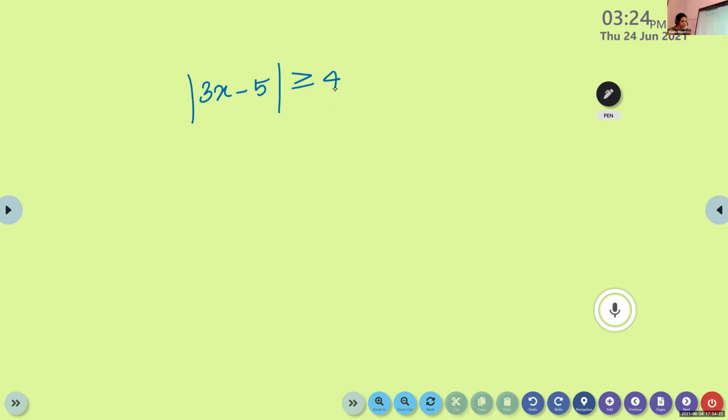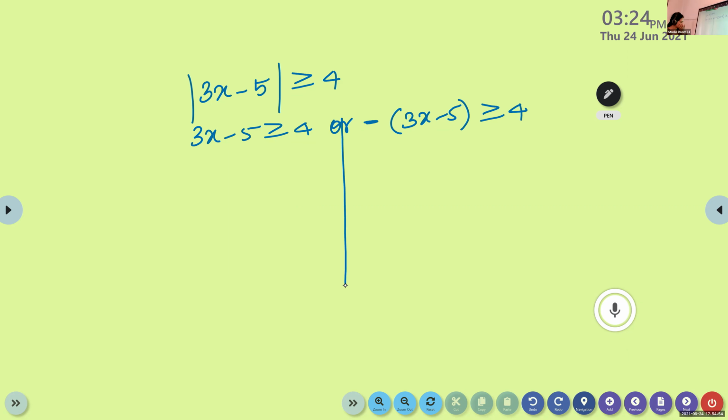In the first case, we will get one single interval. In the second case, whenever we get greater than or equal to, the solution set will be two parts. How will you solve this? Give the steps. Aparna, give the first step. Ma'am, 3x minus 5 is greater than or equal to 4, or minus of 3x minus 5 is greater than or equal to 4. Now you can take one part and solve it.